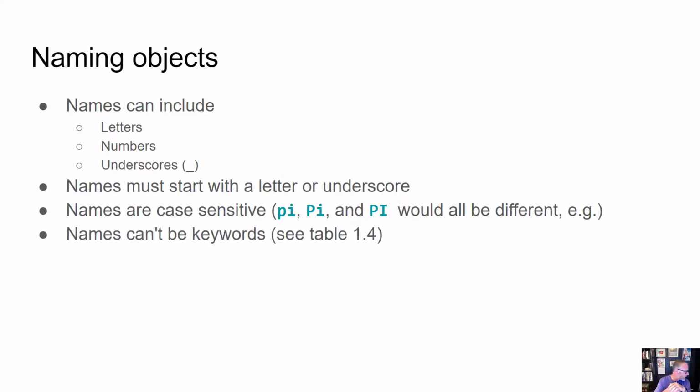So if you take a look at the keywords in table 1.4 in your chapter, it shows you things like for, for instance, that we're going to be using in our for loop. You can't use that as a variable name. Or def for defining functions. You can't use that in a variable either. So you can't use the ones that are listed in table 1.4.